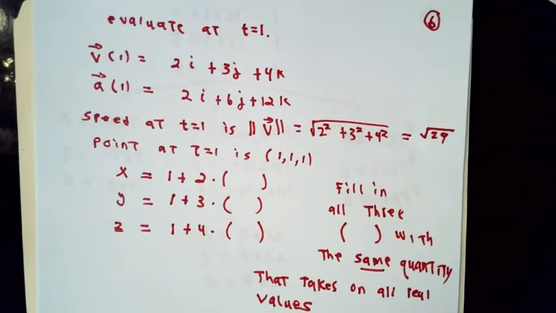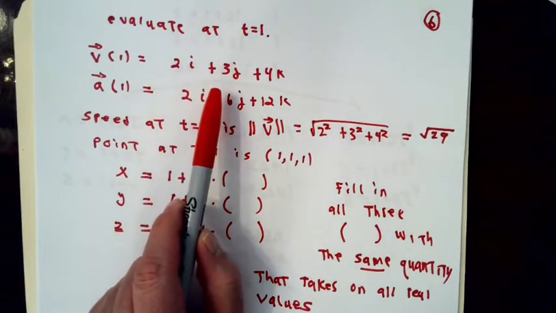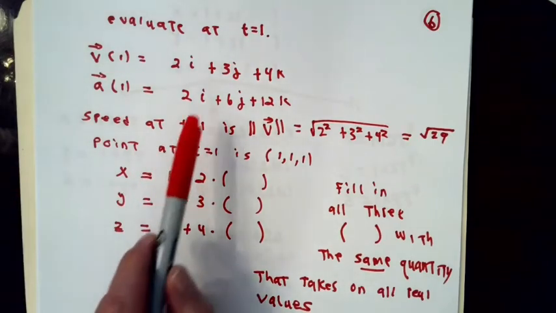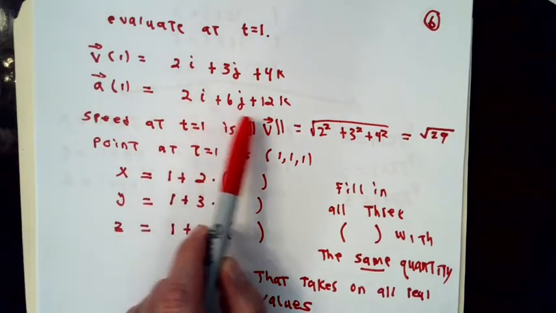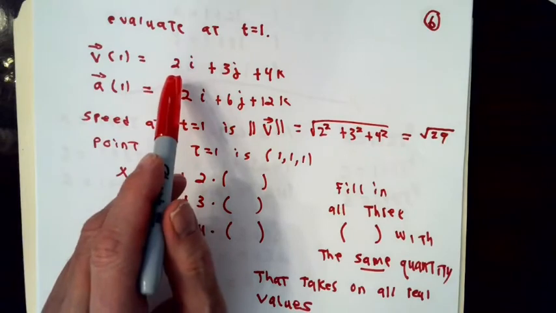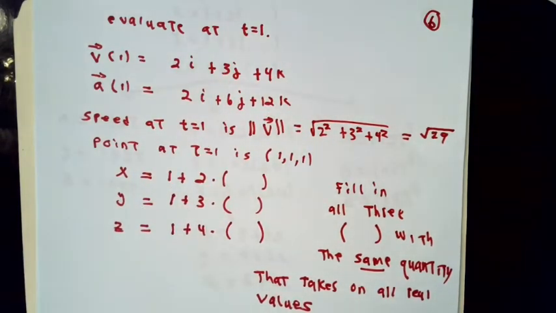Setting t equals 1, I find that the velocity vector is 2i plus 3j plus 4k. The acceleration vector is 2i plus 6j plus 12k. The speed at the moment when t is 1 is the magnitude of the velocity vector at t equals 1, which is the radical of 2 squared plus 3 squared plus 4 squared.